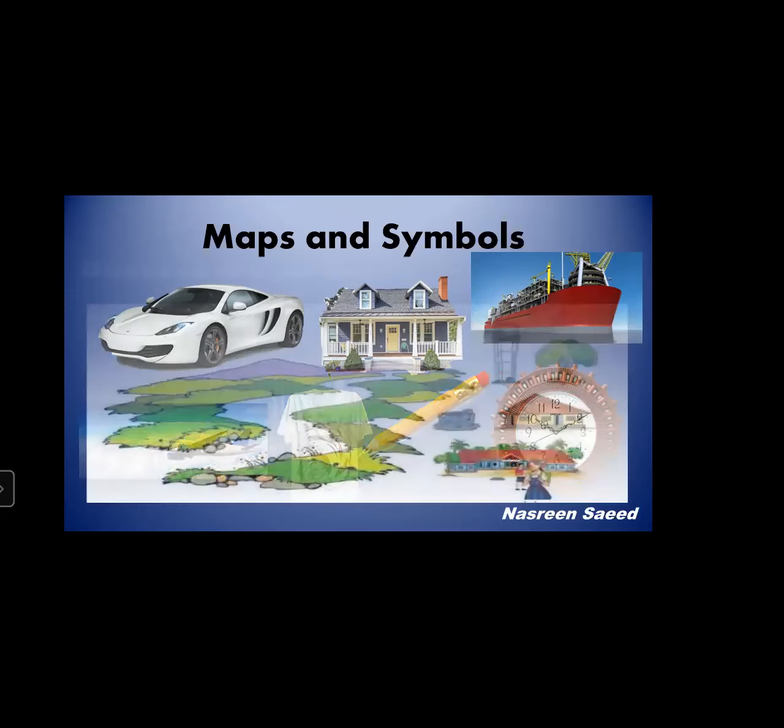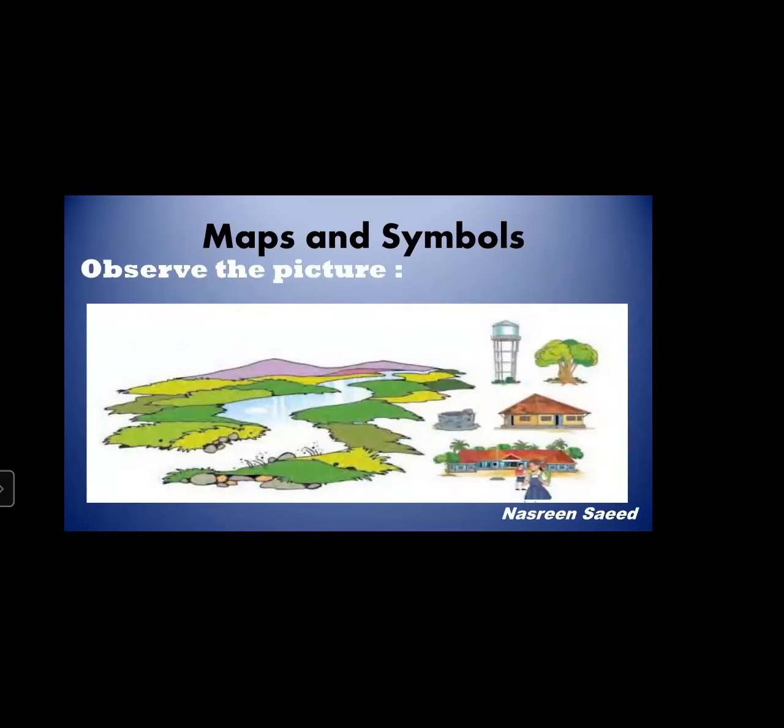Now this picture is on your textbook page number 86. If you observe this picture, we can see mountains, there is a river, there's greenery everywhere. On the river, stones are lying. Then there is a water tower, tree, house, well, then there is a school. A house, it's looking like a big house, but it is a school.